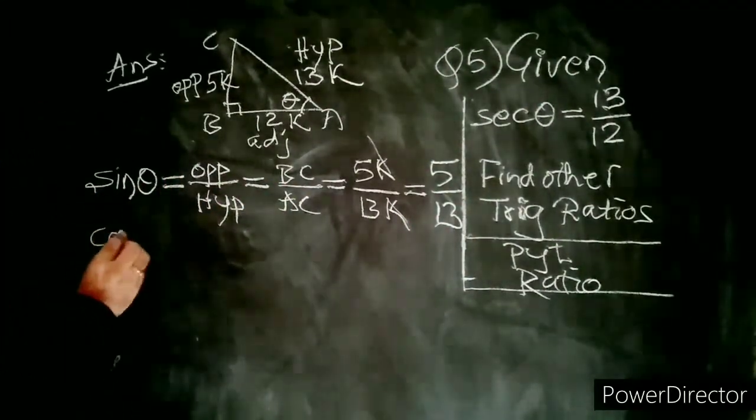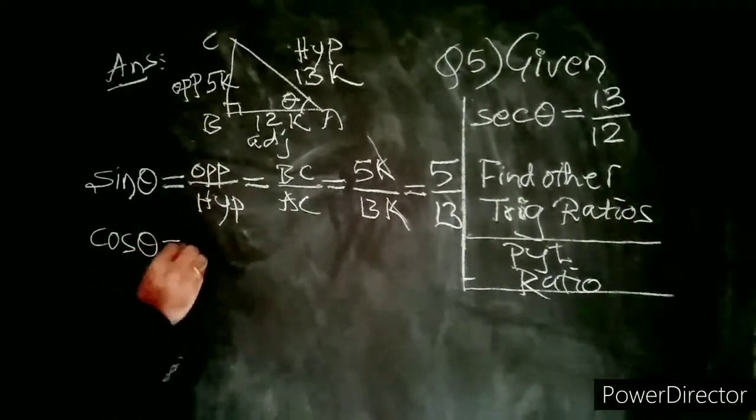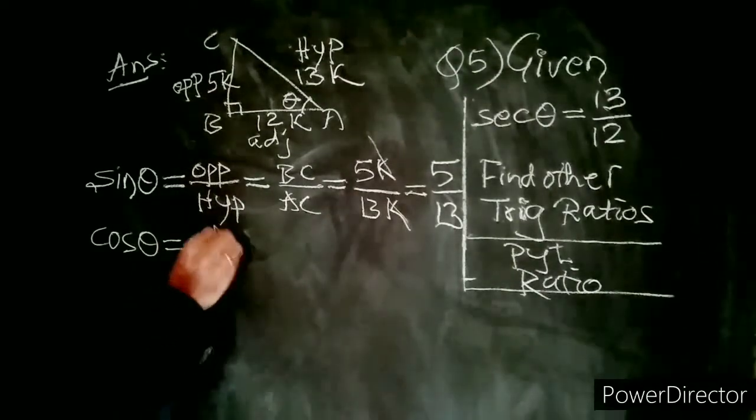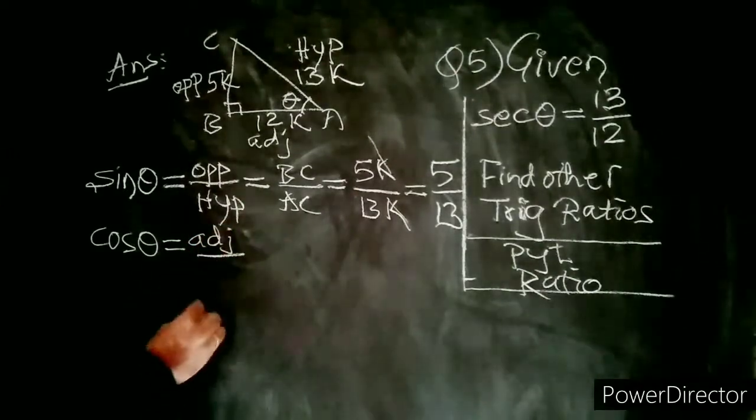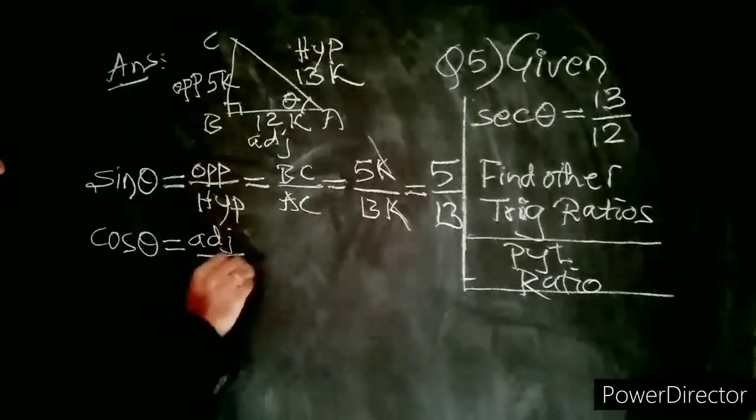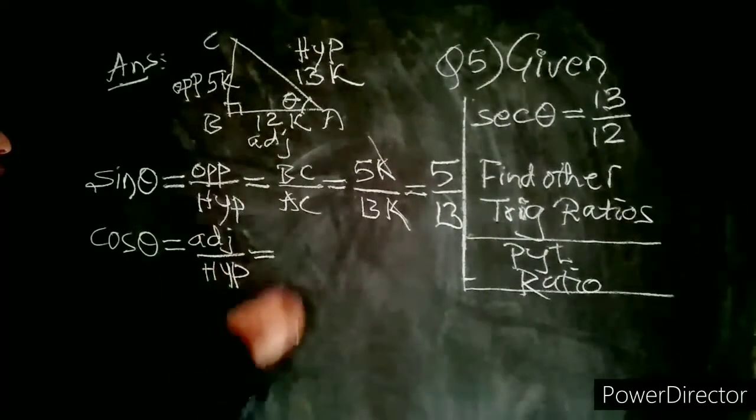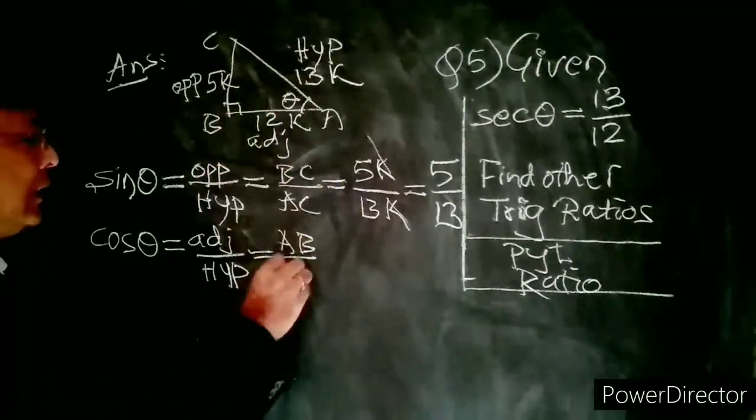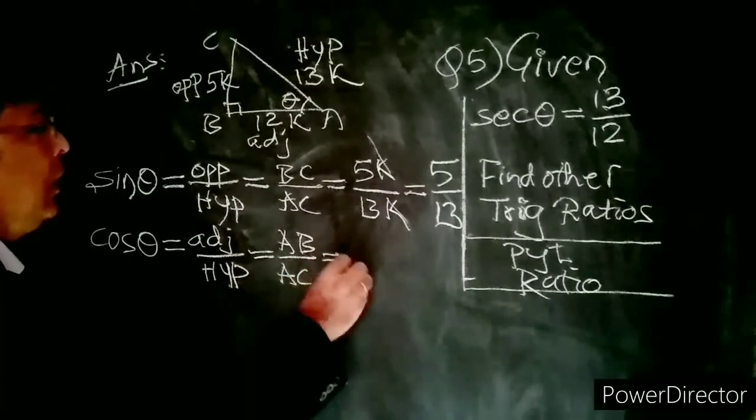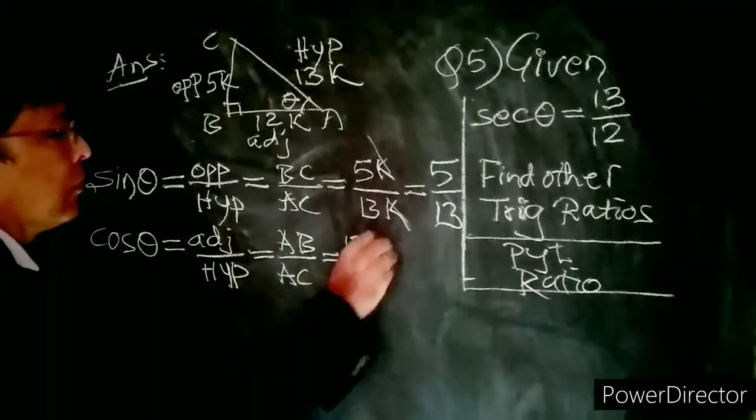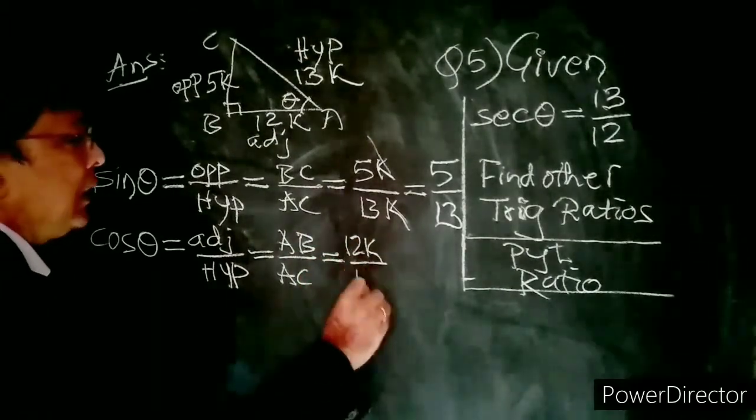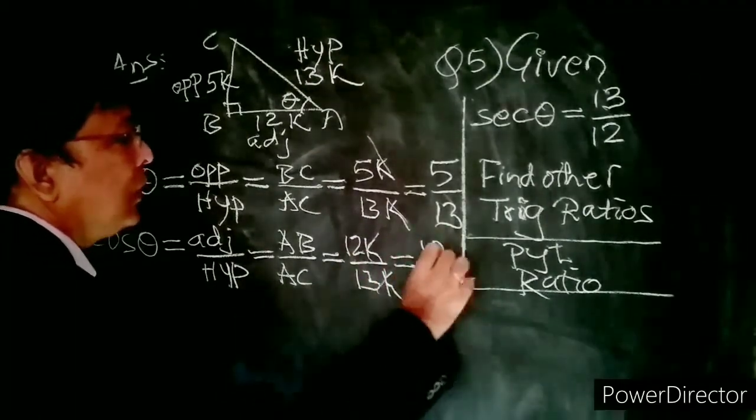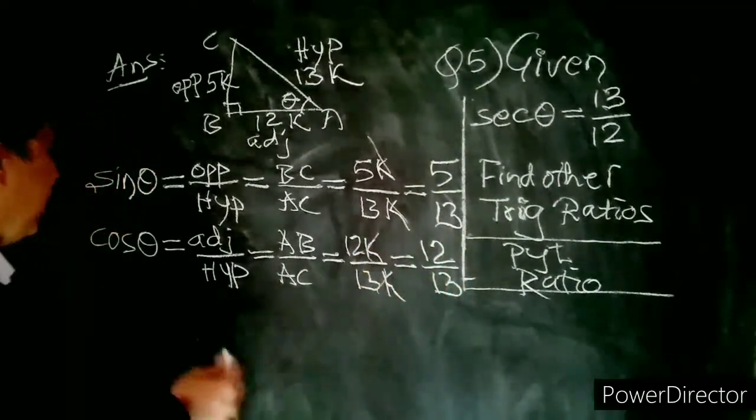Now let us find cos theta. We know that the ratio for cos theta is adjacent side divided by hypotenuse. Adjacent side is AB, hypotenuse is AC, AB is 12K, hypotenuse is 13K, KK get cancelled, we get 12/13. This is the value for cos theta.